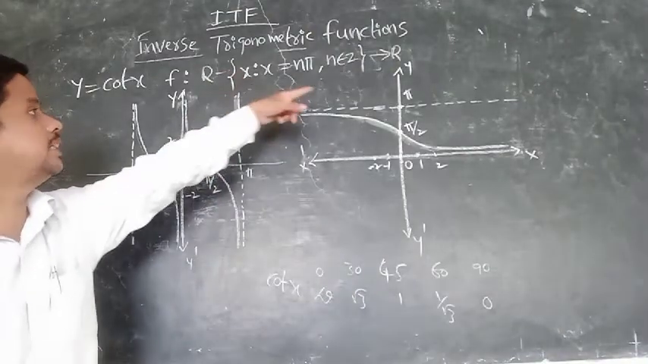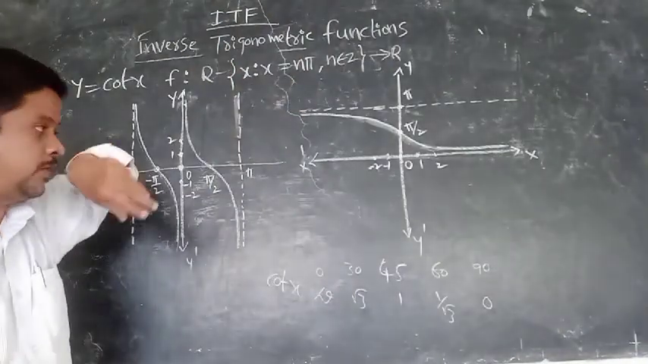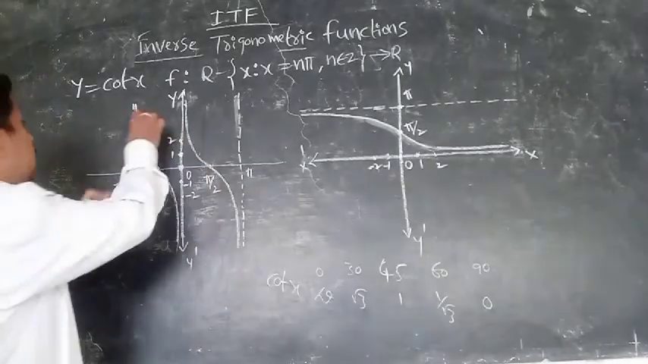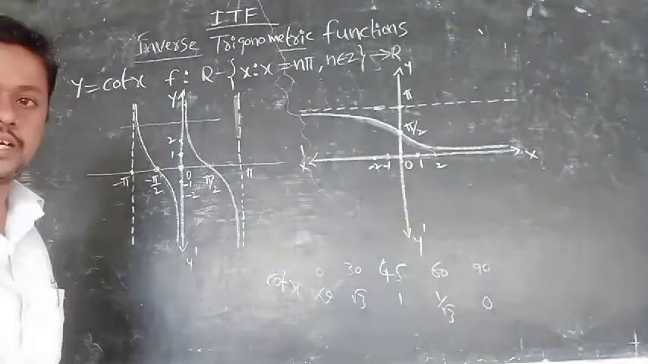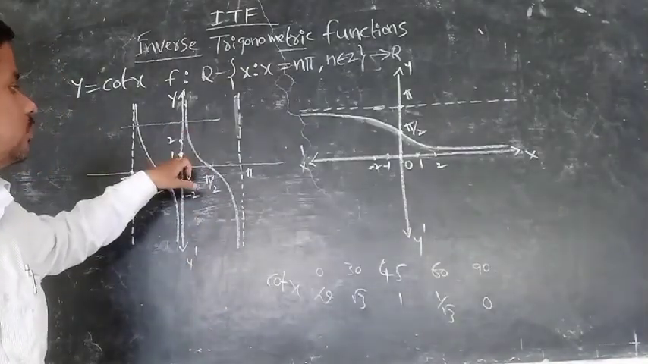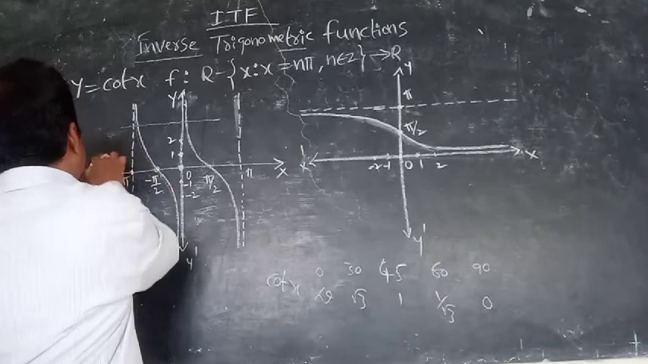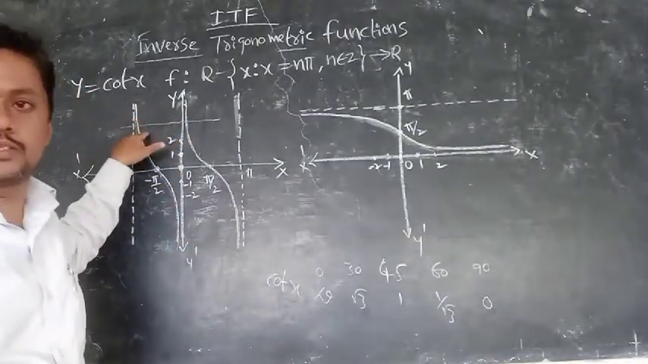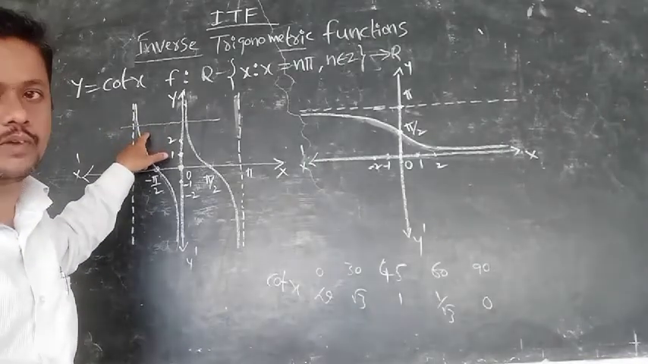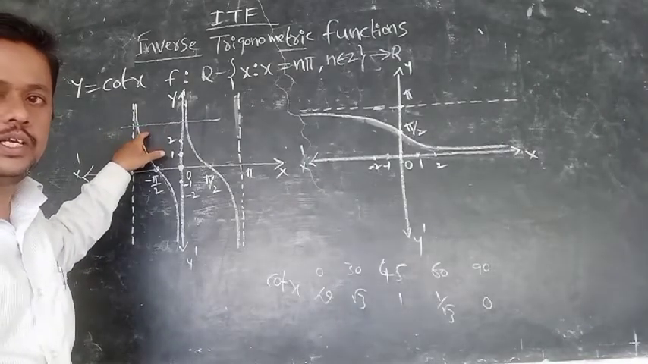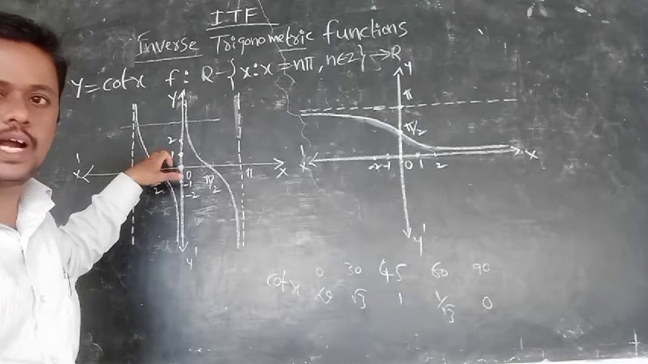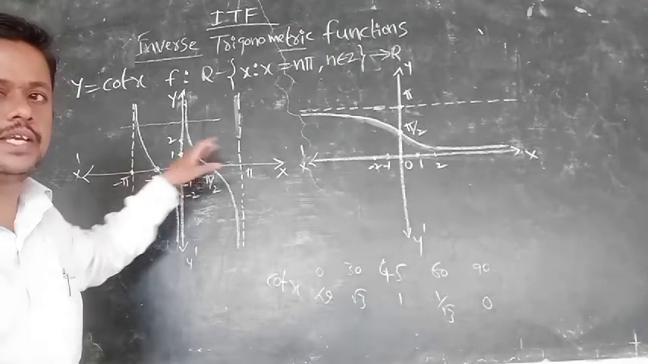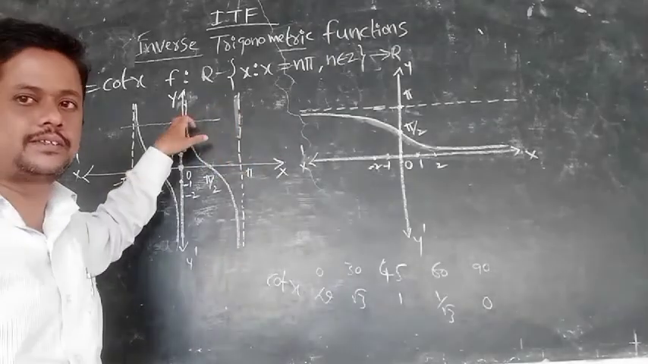This is the domain and that is the range. If you observe this one, this is not 1-1. If you draw a horizontal line, parallel to the x-axis, it cuts at 2 points. So therefore, it is not 1-1. It is not 1-1, which means it is not a bijective function. If it is not a bijective function, we can't define the inverse for cot x.